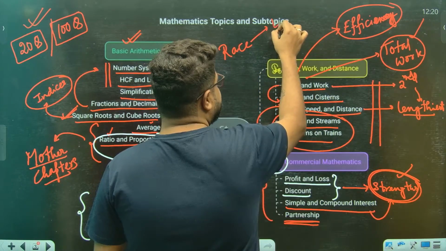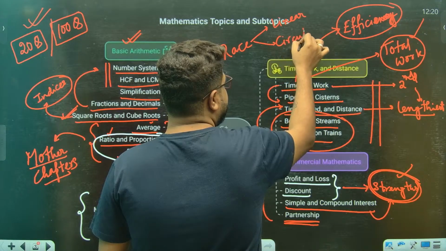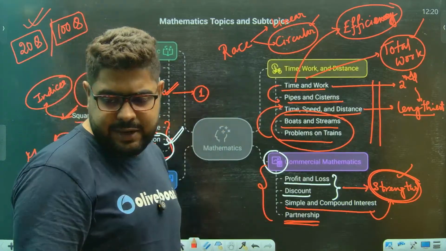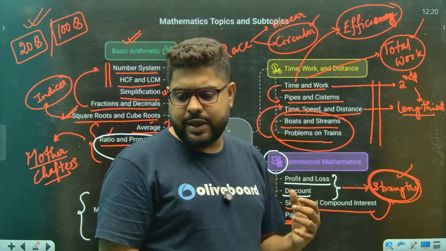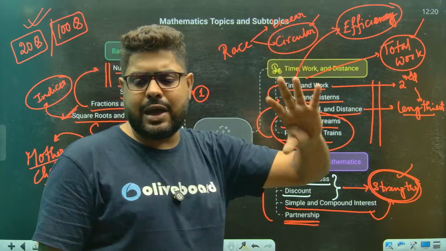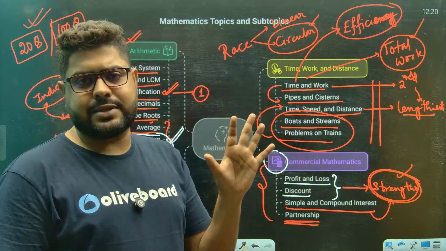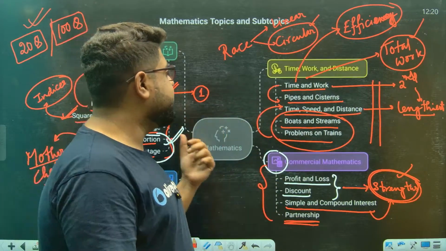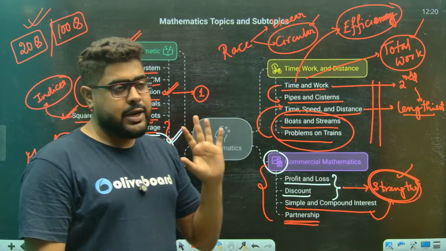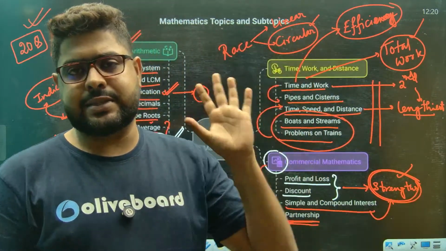Under time, speed, distance, there is race, which has two parts: linear race and circular race. Circular race is unlikely in IB Assistant because it is a little complicated topic. But linear race you can very well get. They can ask one or a couple of questions from there, well within their rights. So you need to be 100% prepared.